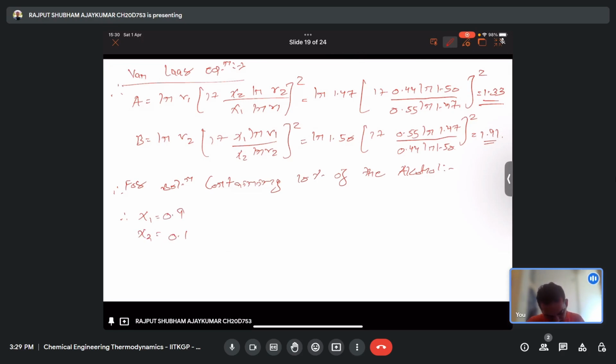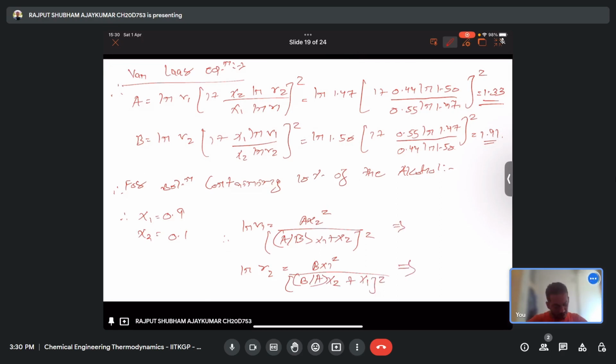Now calculating the activity coefficients using this, therefore ln of gamma 1 equal to A x2 square divided by A by B x1 plus x2 whole square. Similarly ln of gamma 2 is equal to B x1 square divided by B by A x2 plus x1 whole square. So if you put all the values, this comes out to be 0.0025 and 1.421.